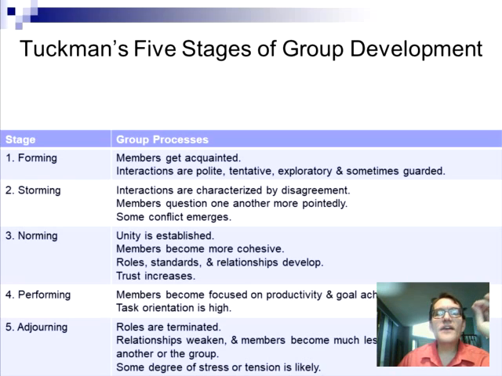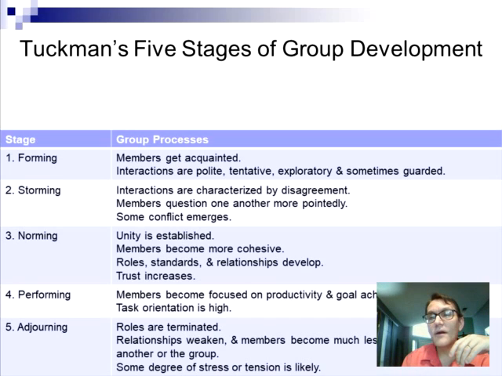Storming, interactions are characterized by disagreement. Members start to question each other. Conflict starts to emerge. Norming, you start to get unity. All groups have their norms. So at first, you have 5 individuals politely forming. Then you have 5 individuals that are starting to find differences among each other. And then you start to norm, where the individuals start to converge on each other.